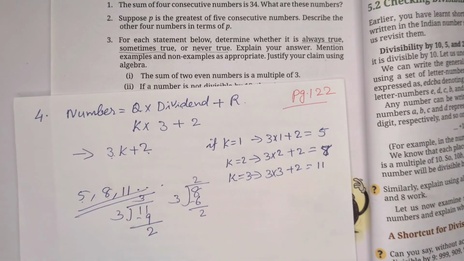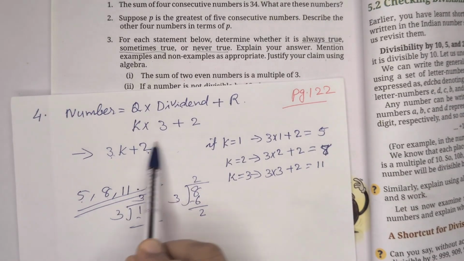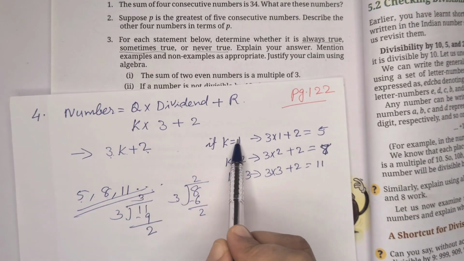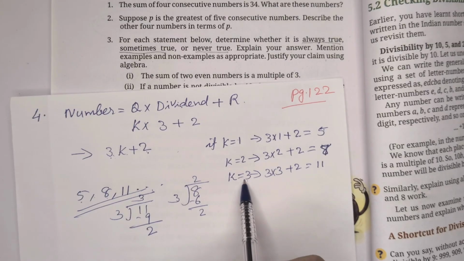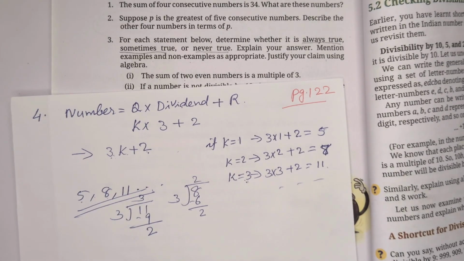So this is the way we can find the numbers. First we have to frame the expression and then put the values for that variable k, quotient. According to that, we will get different numbers.